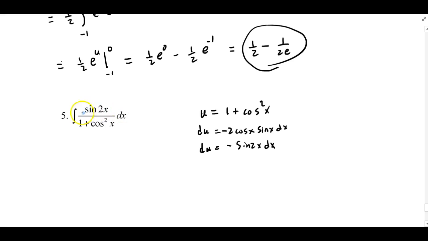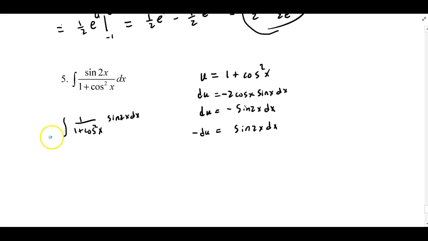So we actually do have that du is on the outside here, right? If we want to think of this as 1 over 1 plus cosine squared x, and then sine 2x dx, that this portion is right here now, right? And so now in our substitution, I can just move the negative over like that, and now substitute. So we end up with this equaling the integral. I can replace this with u, so that's 1 over u. Sine 2x dx is going to be equal to negative du, so I can put the negative on the outside.